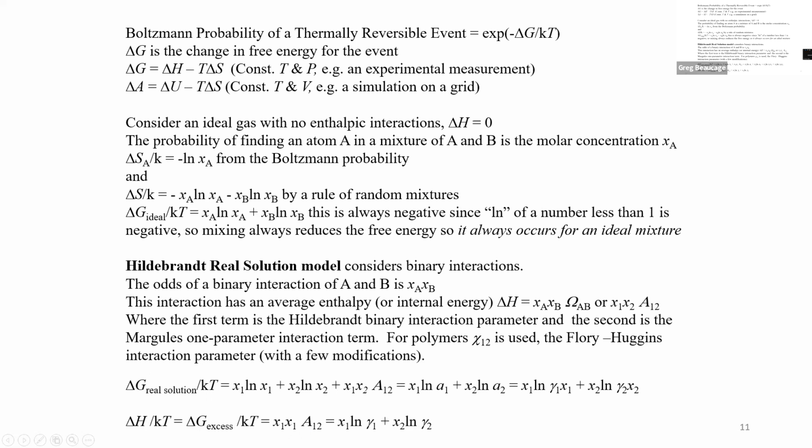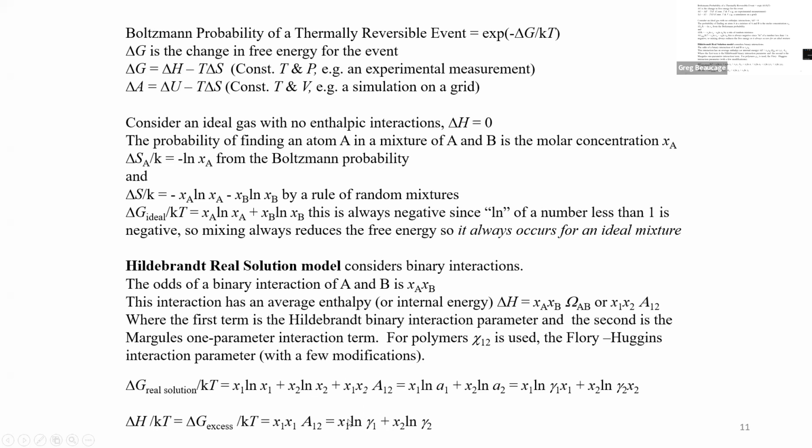And the excess is going to be either x1 x2 a12, which is missing a 2 here, or this x1 ln gamma 1 term. So these activity coefficients become like a currency to talk about interactions. Talk about this Hildebrand parameter. Anyway, you have several different ways to do this. They should all be related to each other, but it's not exactly clear how you get a12 if you know gamma. That's kind of an issue.